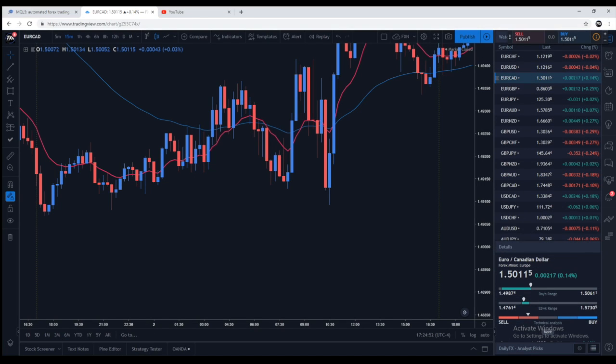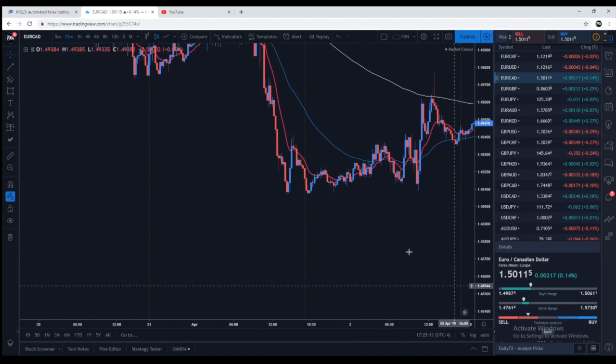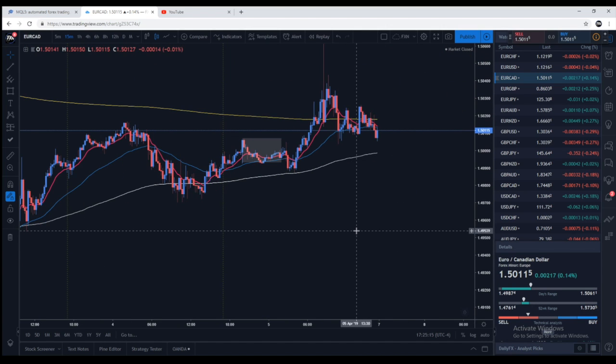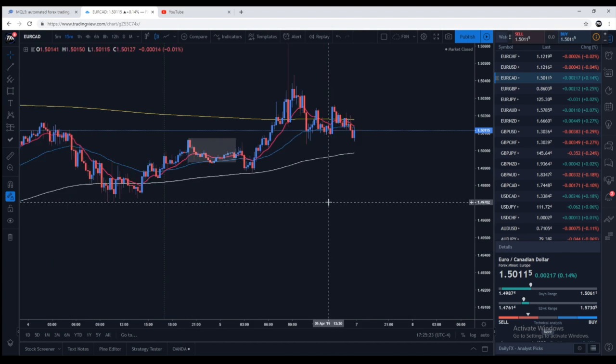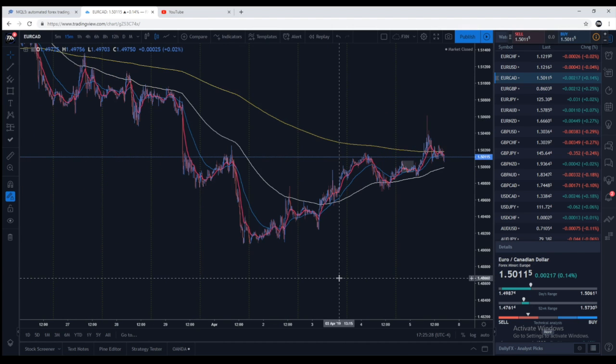So the last question Sam asked is, he says it may be a stupid question, but how do you set your bias to buy or sell? So my bias is pretty simple. The majority of my bias when I look at trading is basically the EMAs. They are primarily what I use for bias. Within 5 seconds of looking at a chart, I can tell whether I'm going to be potentially looking more for a buy or a sell.